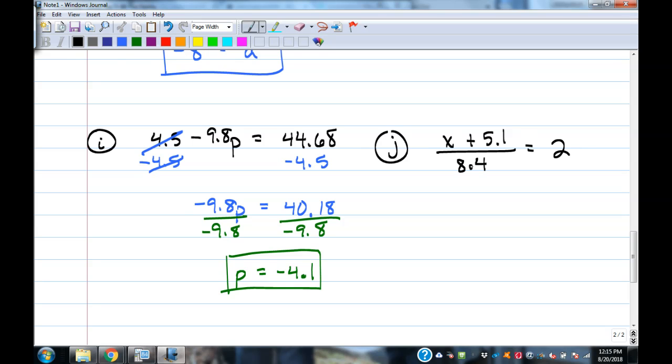Let's throw one in there like that. (x + 5.1) all divided by 8.4 is equal to 2. What do we do first? Yeah, they're dividing by 8.4. We're going to get rid of that by multiplying by that 8.4.